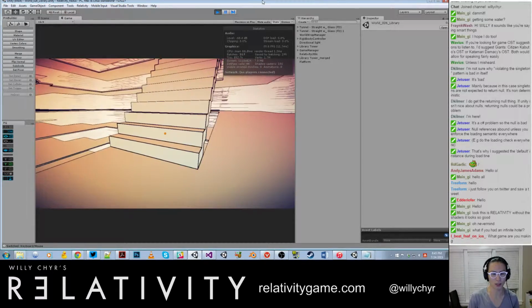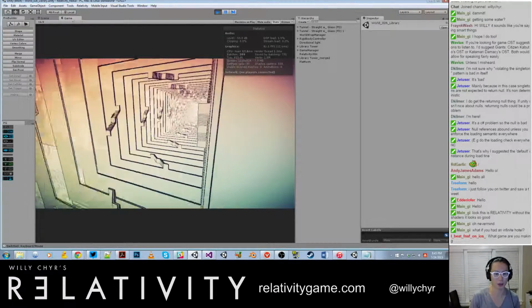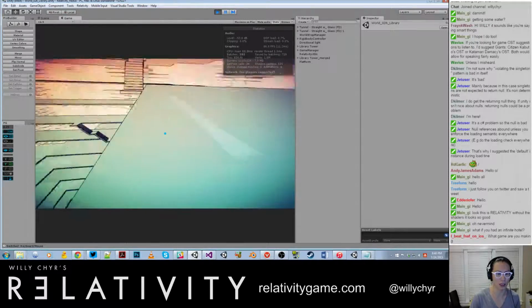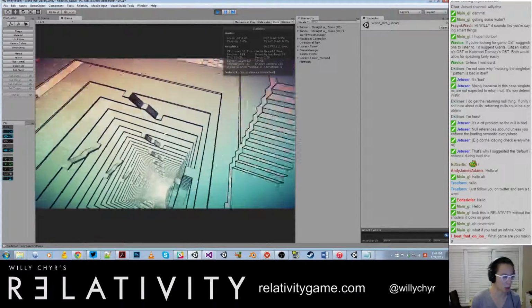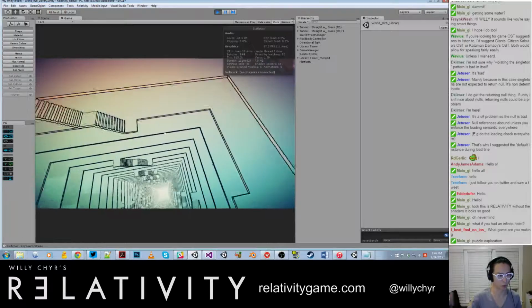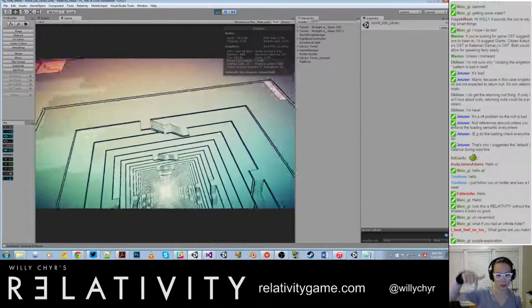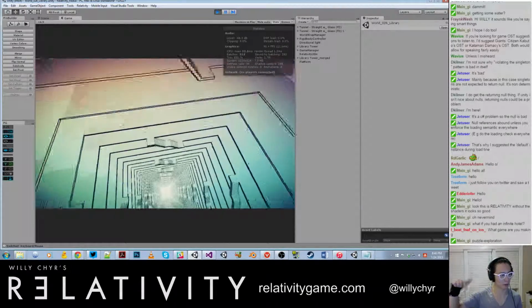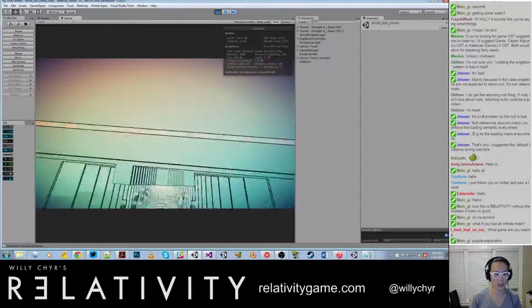This is a game called Relativity. The mechanic is that you can change the direction of your gravity and walk around in crazy geometry. If you look just below the screen, there should be a bunch of links to stuff.